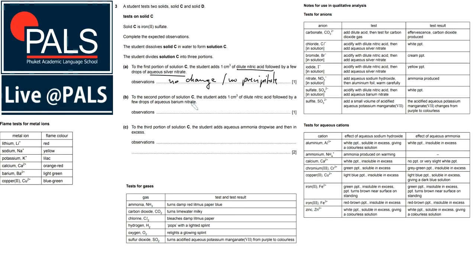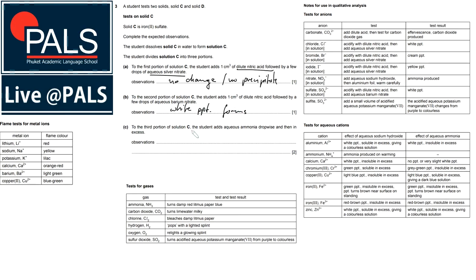To the second portion of solution C, the student adds 1 centimeter cube of dilute nitric acid, followed by a few drops of aqueous barium nitrate. So again, dilute nitric acid and a few drops of barium nitrate. And this is test for the sulfate ions. So we can see that we will get a white precipitate. So that will be our observation. White precipitate forms.